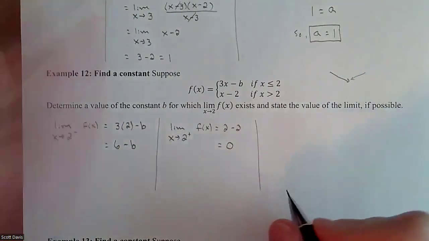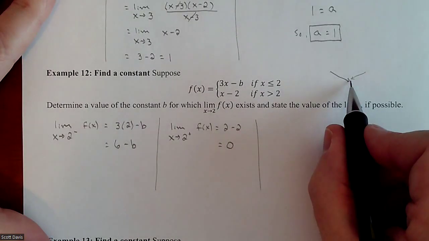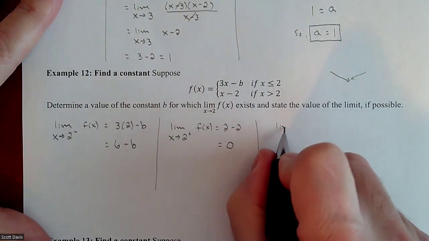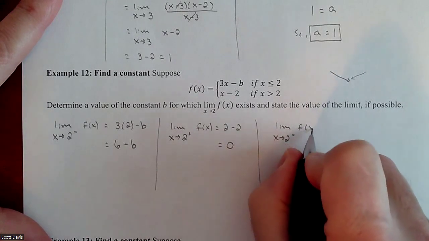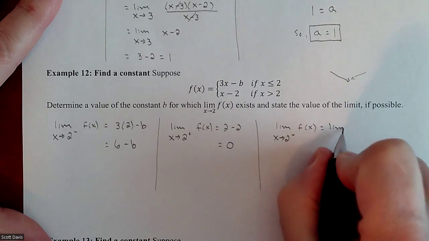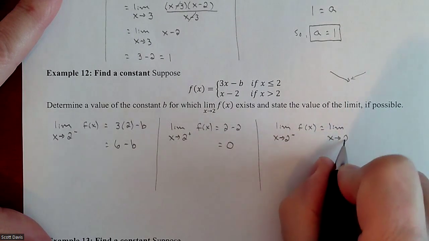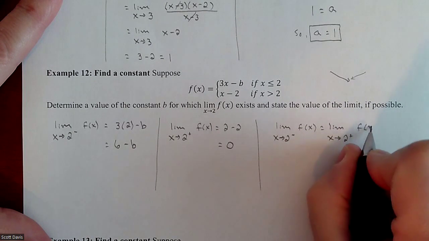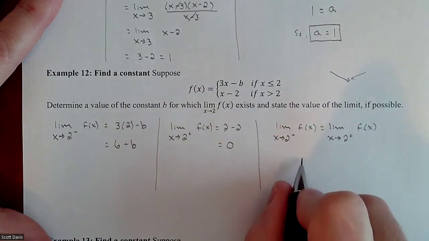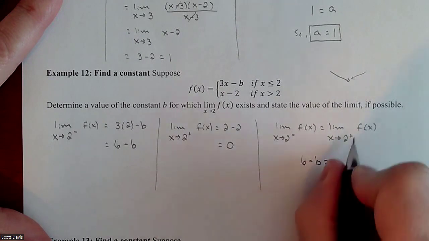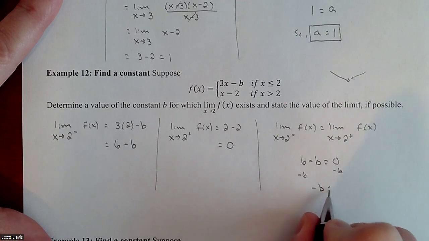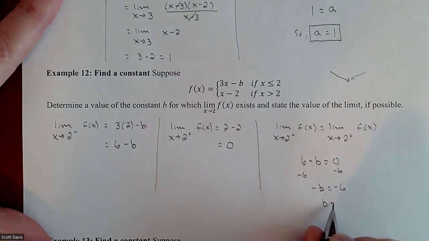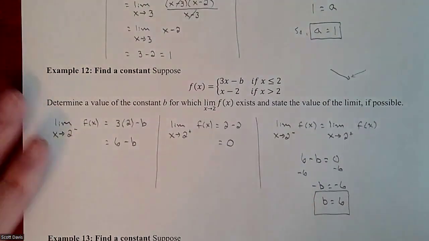Then we know that the limit is going to exist because the limit exists if they approach the same value. So we're going to force the limit as x approaches 2 on the left to be equal to the limit as x approaches 2 on the right. That's the only way the limit exists. So we know that this is 6 minus b, and we know that this is 0. So we subtract 6. Negative b equals negative 6. Positive b equals positive 6. That is what our b would be.